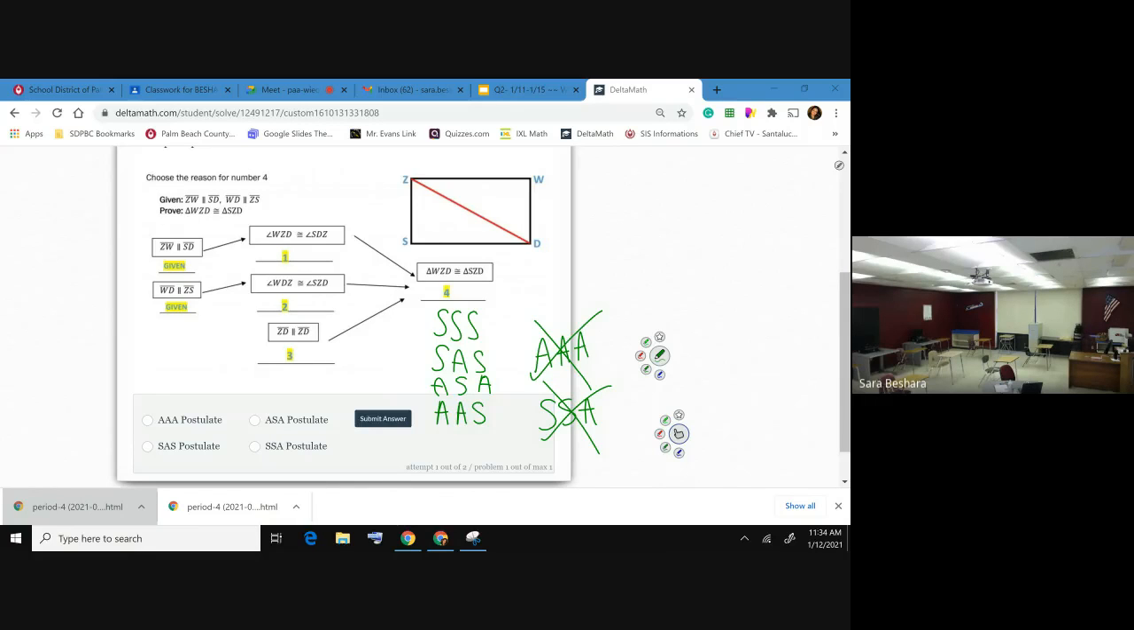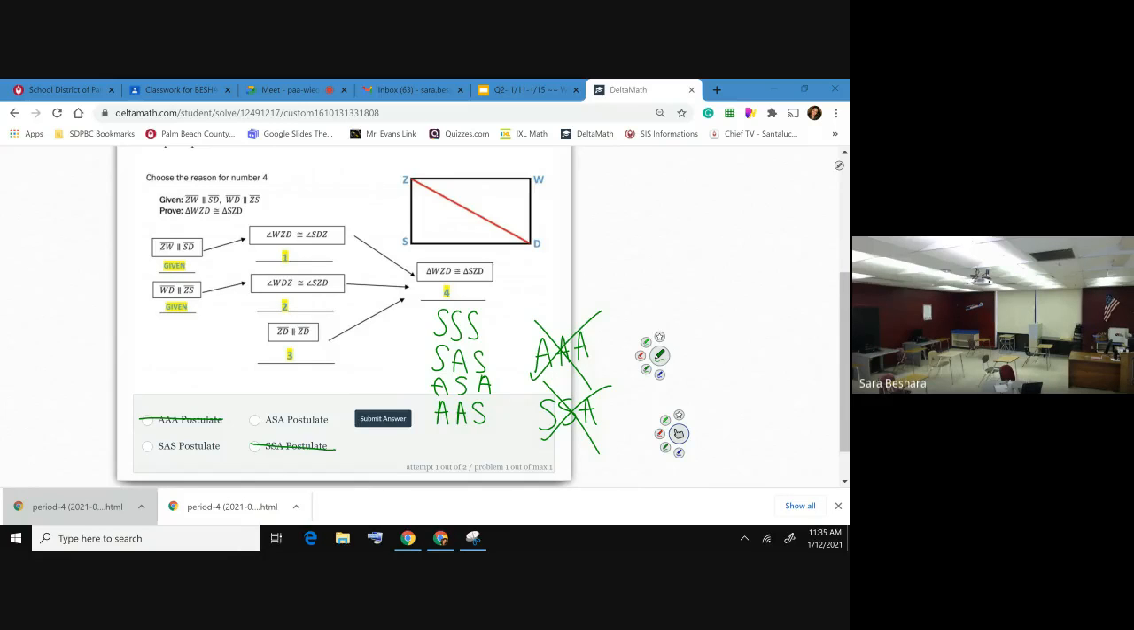If you look at the answer choices, even before we attempt it, there are two options we should eliminate. The first option and the last option, because AAA does not exist and SSA doesn't exist. So you are really between two choices. That's how you can eliminate your options just by looking at it, without even attempting to solve everything.